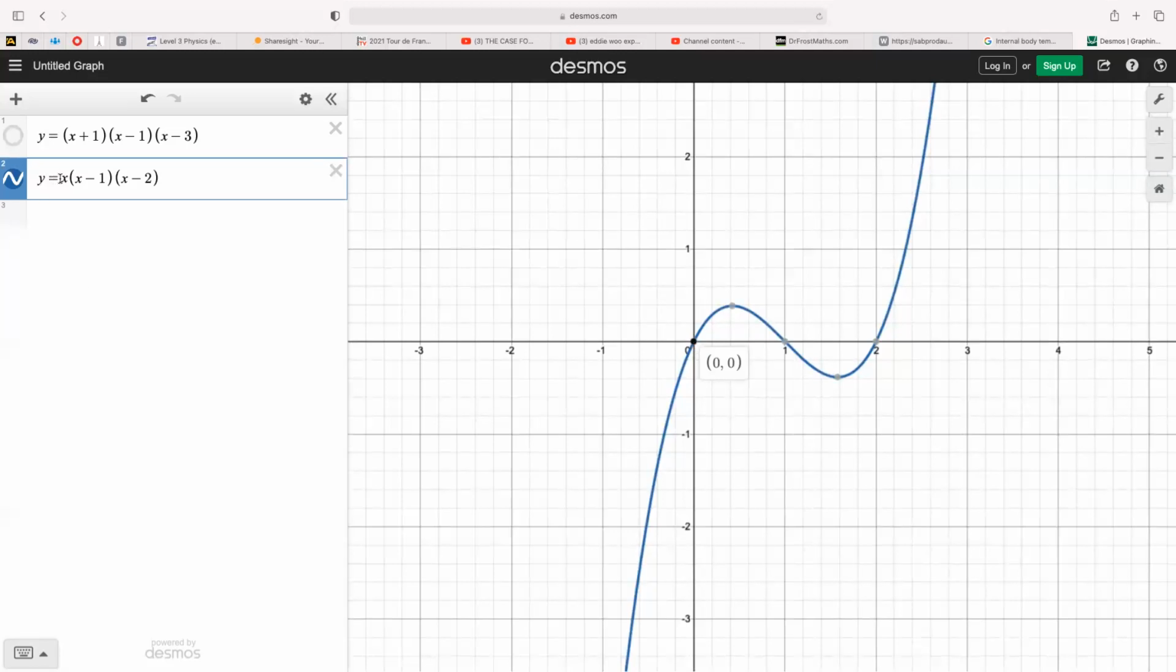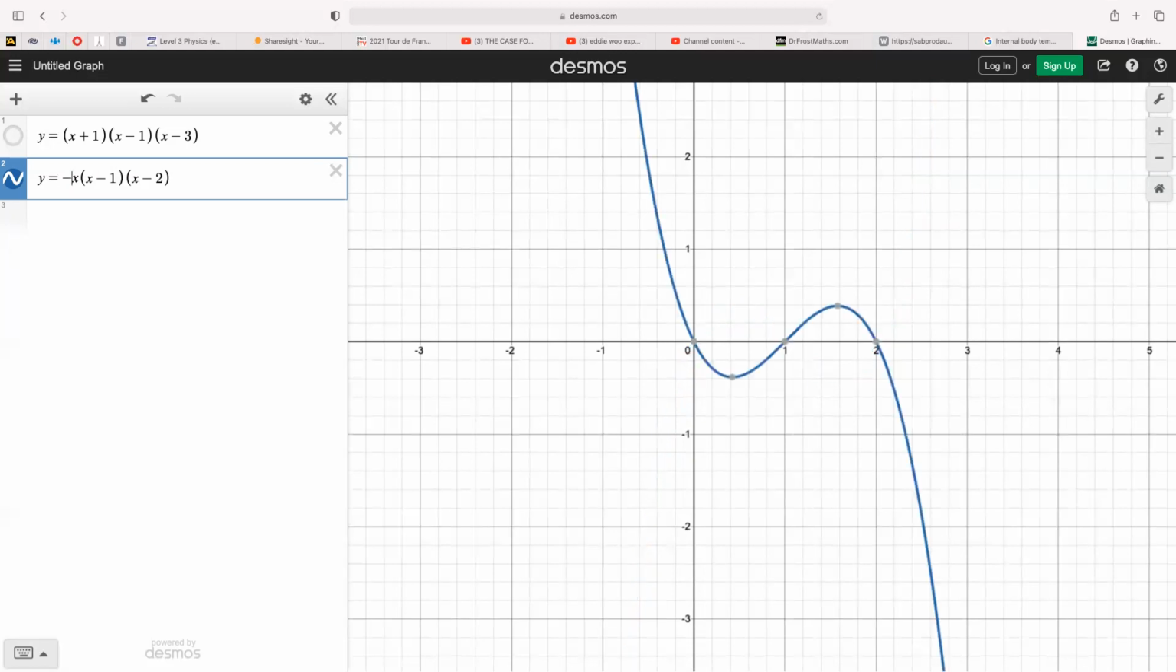Let's make this just a little different. Now notice I said that they start low and then finish high, and they do, except if we put a negative in front. If I multiply this whole thing out, I will end up with a negative x cubed. So if the x cubed is negative, we get this kind of shape. So it starts high and finishes low.